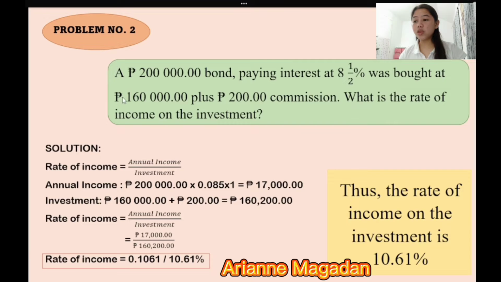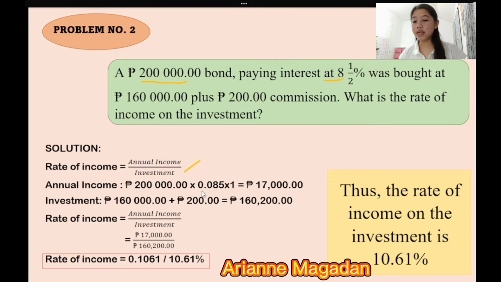Problem number 2. A 200,000 pesos bond paying interest at 8.5% was bought at 160,000 pesos plus 200 pesos commission. What is the rate of income on the investment? So to find the rate of income, we are going to simply divide the annual income and investment. First, we are going to multiply the par value to the interest to get the annual income.